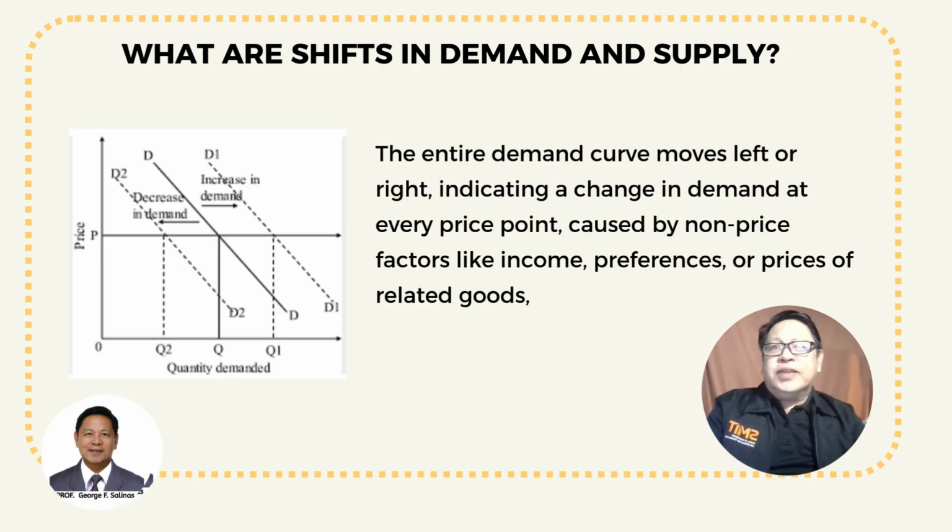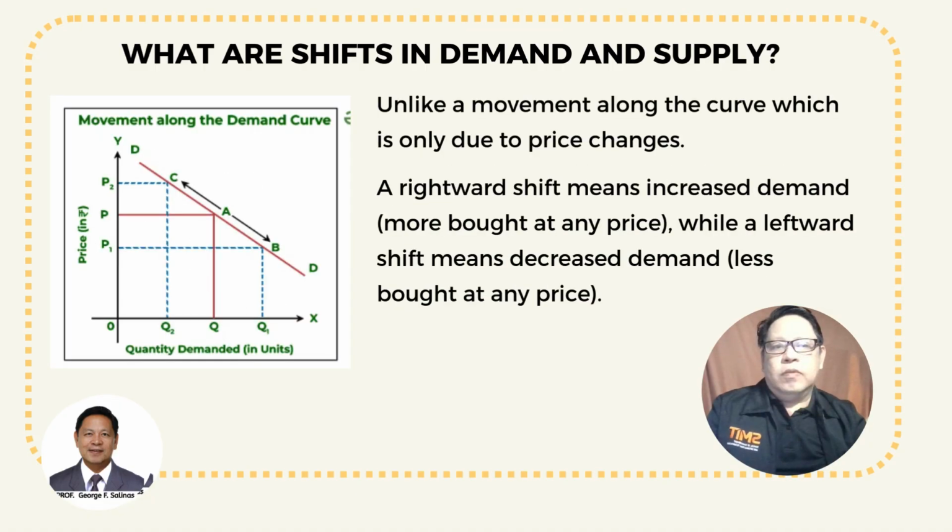If demand increases, the demand curve shifts to the right, and if the demand decreases, it shifts to the left. The same idea applies to the supply curve. Okay, notice that in the demand curve, whenever there are price changes, the movement is along the curve. A rightward shift means increased demand. This is more bought at any price, while a leftward shift means decreased demand or less bought at any price.